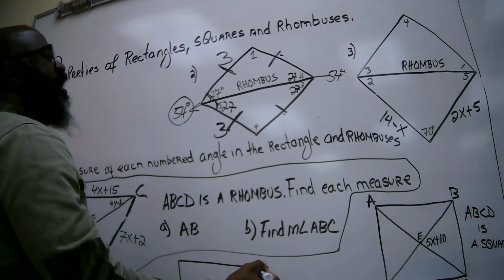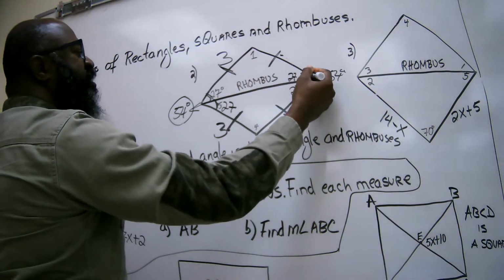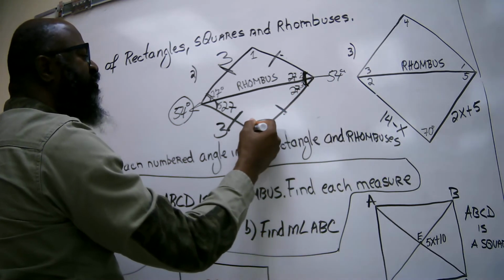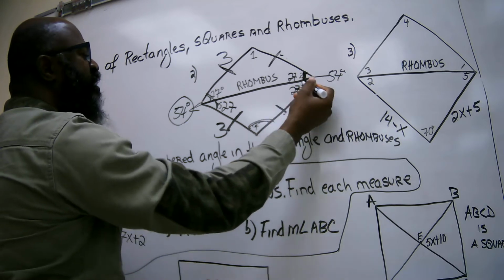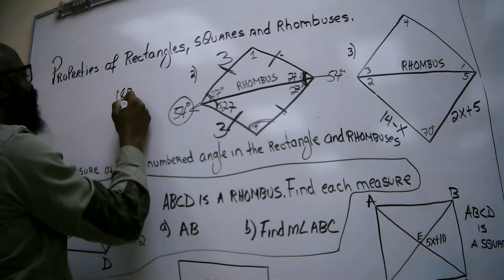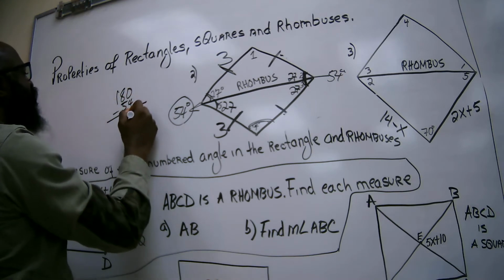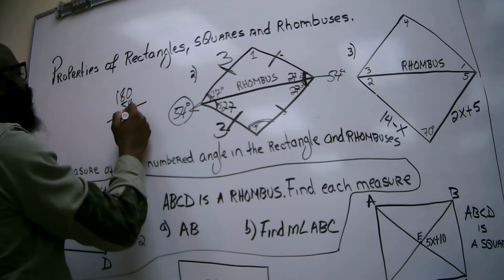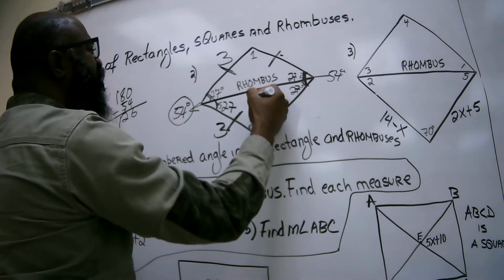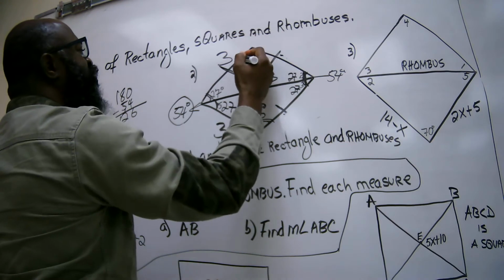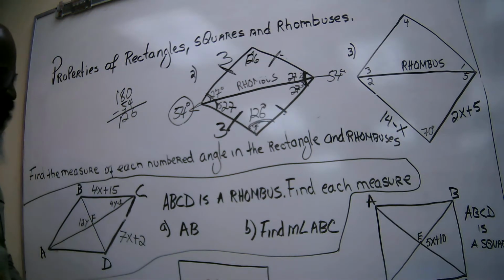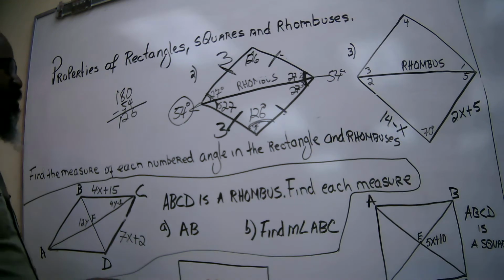Now, this angle, the entire angle is 54, and this and that are consecutive interior angles. They have to add up to 180. I can find angle 4. Then I will have 180 minus 54, which gives me 126 degrees. Since opposite angles are congruent, angle 1 is 126 degrees also. Then you solve the mystery. You're done. It's all about the properties.